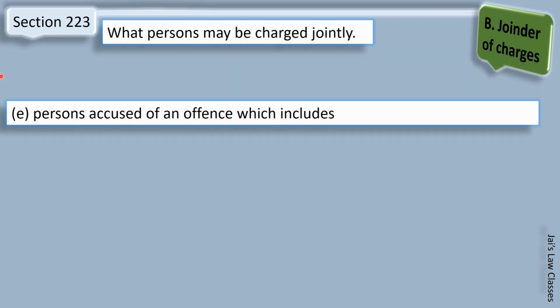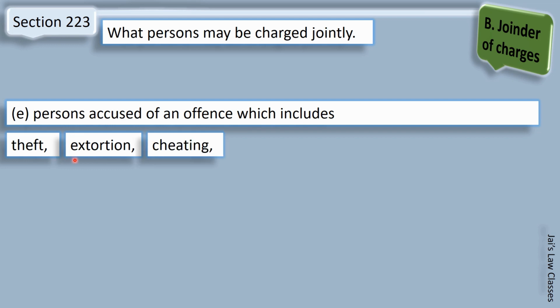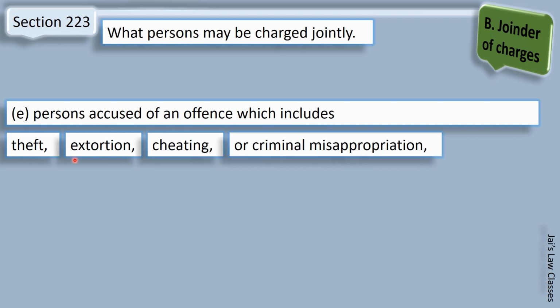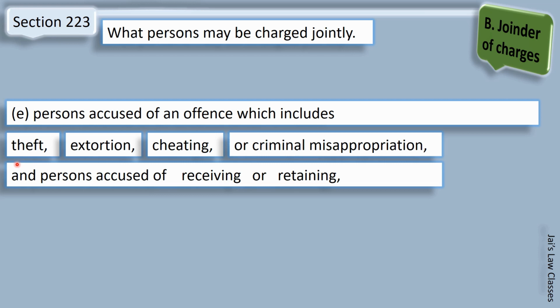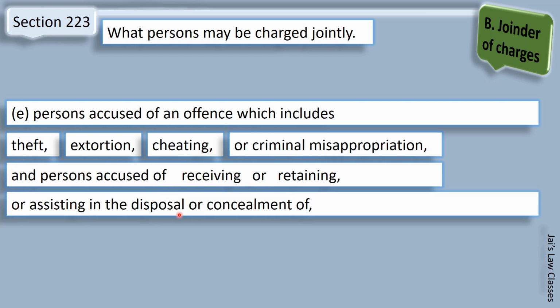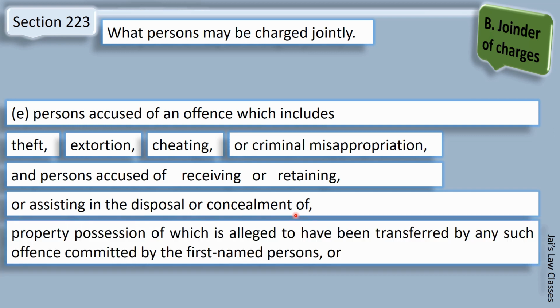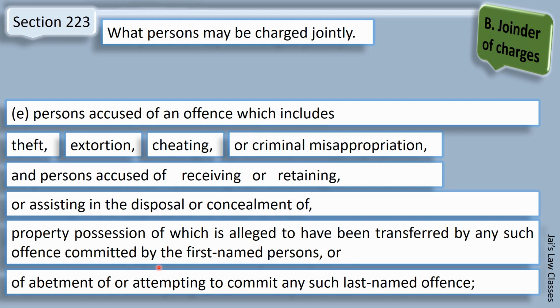Next, E part. Person accused of an offense which includes theft, extortion, cheating, or criminal misappropriation, and person accused of receiving or retaining or assisting in the disposal or concealing of property possession of which is alleged to have been transferred by such offense committed by the first named person, or of abetment or attempting to commit any such last named offense. Don't get confused, this is very easy.